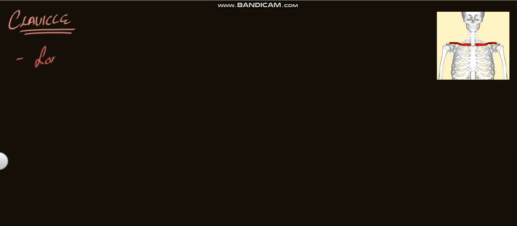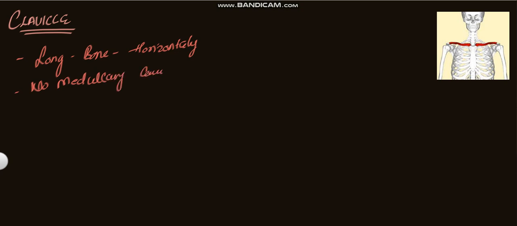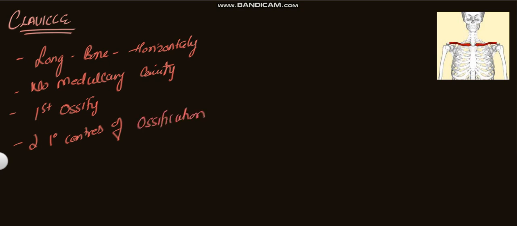So clavicle is a long bone that lies horizontally. It's the only long bone that lies horizontally. It has no medullary cavity. It's the only bone to ossify first. It's the only long bone that has two primary centers of ossification. Clavicle, in Latin, means small key.